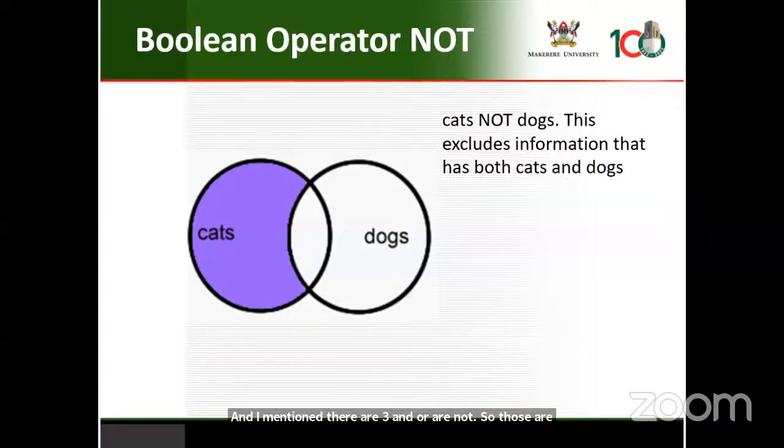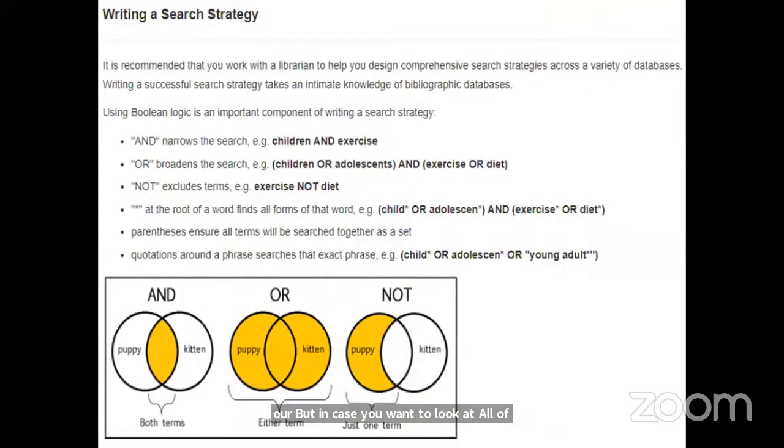But in case you want to look at all of them at once, that is what you will see. So the and limits to the intersection. Do you see it? The or widens. Everything is relevant. Okay. The not also limits, removes studies that are not wanted. Okay.